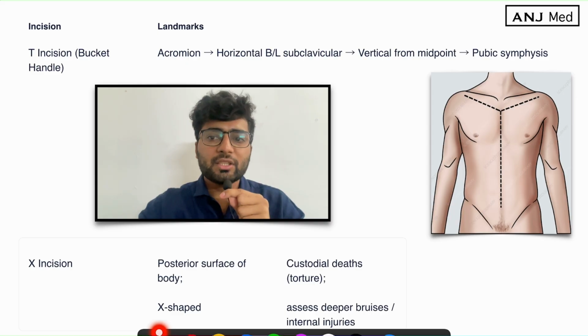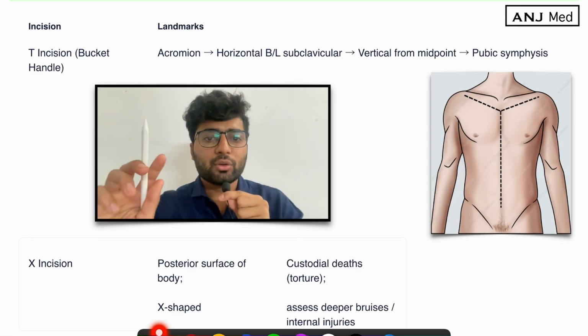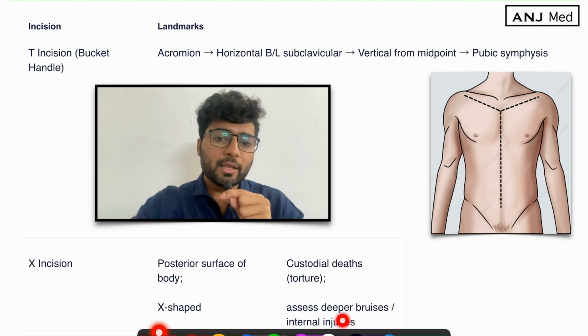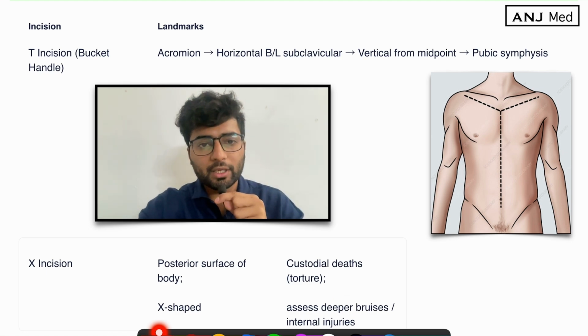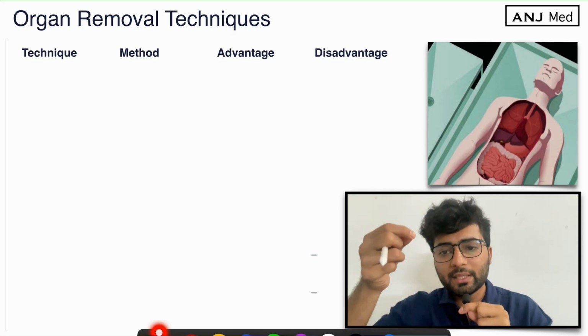Second is X. It is done on the posterior side of the body. So in custodial death, there is torture. There is beating behind the back of the prisoners, right? So in this we do a posterior surface X incision to assess the deeper injuries, bruises, or internal injuries. Now the organ removal technique. We have made the skin incision, right?